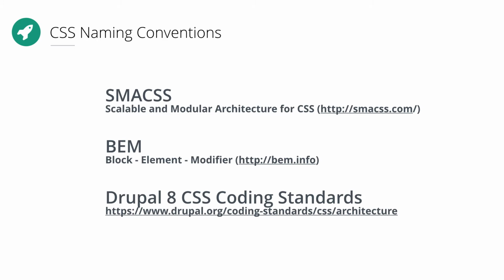So, just going to talk a little bit about naming patterns and sort of CSS architecture. SMACSS is I guess the granddaddy of these approaches, scalable and modular architecture for CSS, made by Jonathan Snook. Another one you might have heard of is called BEM, Block Element Modifier. And basically, these two naming pattern conventions have been blended together into the Drupal 8 CSS coding standards.